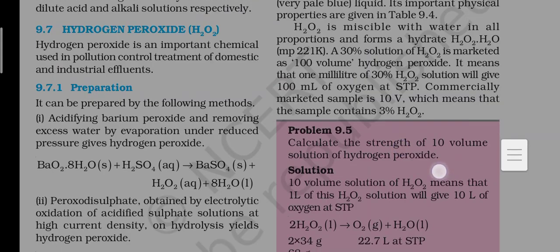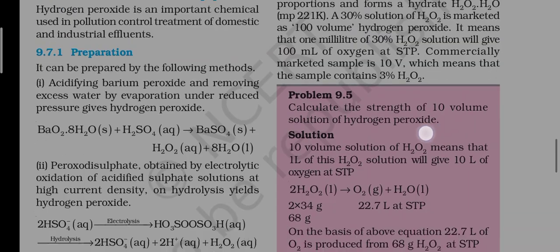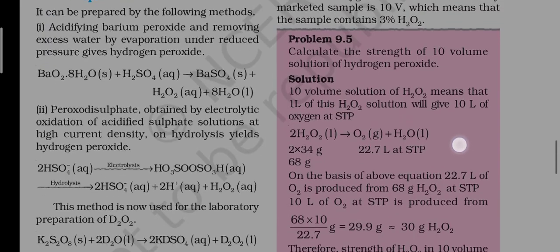A 30% solution of hydrogen peroxide is marketed as 100 volume hydrogen peroxide. It means that 1 milliliter of 30% hydrogen peroxide solution will give 100 milliliters of oxygen at STP. Commercially marketed sample is 10V, which means that the sample contains 3% hydrogen peroxide.